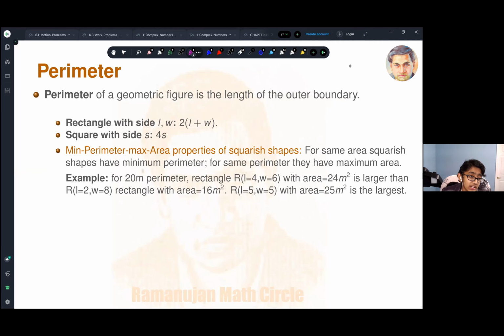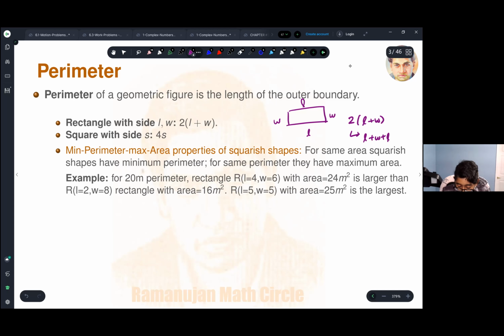There are some special kinds of perimeters. There's one with a rectangle, right? If a rectangle is like this, and one side is W, one side is L, then the rectangle has a perimeter of 2 times (L plus W). The reason for this is because the opposite sides are the same length, so it's L plus W plus L plus W, which is equivalent to this.